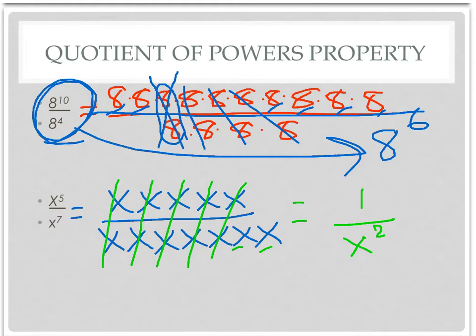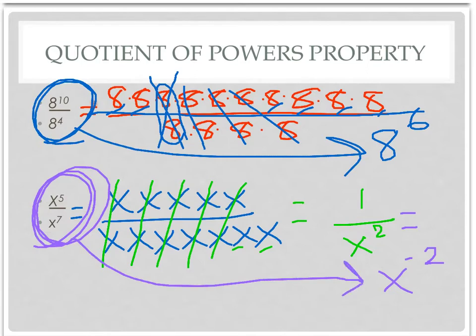And for those of you who are really on top of your game, you'll also know there's another way we could rewrite that, x to the negative 2. And if you want to use that rule that you're already figuring out, you will see that x to the 5th over x to the 7th, or divided by x to the 7th, is the same as x to the negative 2.